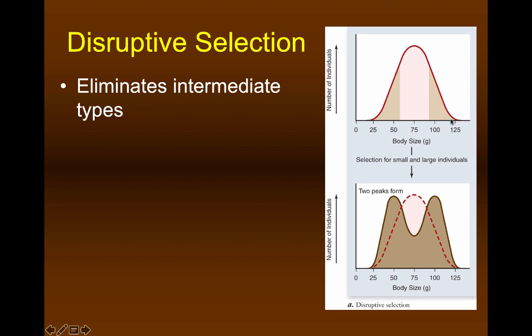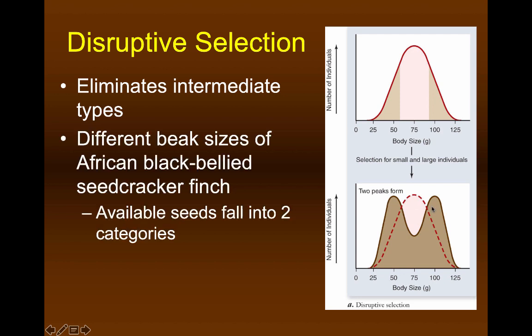The large-beaked birds, because they're more specialized, can easily outcompete the medium-beaked birds. So what eventually happens is the birds in the middle are selected against, and the birds at the two extremes, the small-beaked and large-beaked specialists, are selected for. And so in that case, we start seeing fewer and fewer of the birds that have those middle-sized beaks.